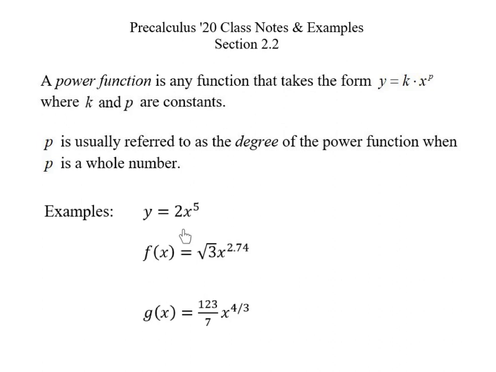So here's some examples of power functions, right? 2x to the fifth. That's very typical of what we might see in our work in this chapter. But you can get a little fancier. It can be any constant. So root 3 is a constant, right? 2.74 is a constant. So we don't have to have whole number exponents. We don't have to have whole number coefficients, right? That's what we call the number multiplying the x. It's a coefficient. And then here's another example where we could have a fraction for the coefficient. We could also have a fraction for the exponent.